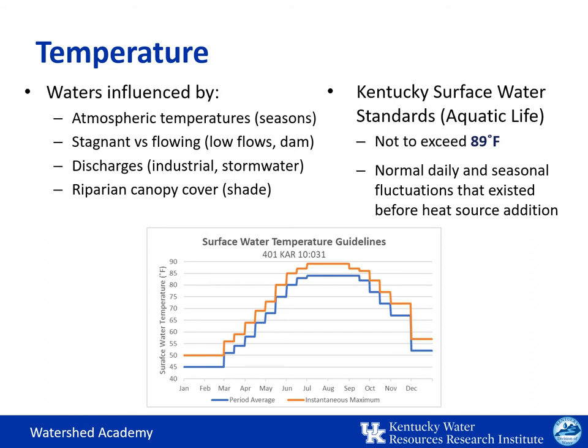The Kentucky surface water standards are established in 401 KAR 10:031. These laws require that the temperature is not to exceed 89 degrees Fahrenheit or 31.7 degrees Celsius at any time. The normal daily and seasonal temperature fluctuations that existed before the addition of heat, other than natural causes, shall also be maintained. The guidelines also are stated for monthly temperature requirements, both as a period average and an instantaneous maximum. Those guidelines are shown in the chart at the bottom of the screen.